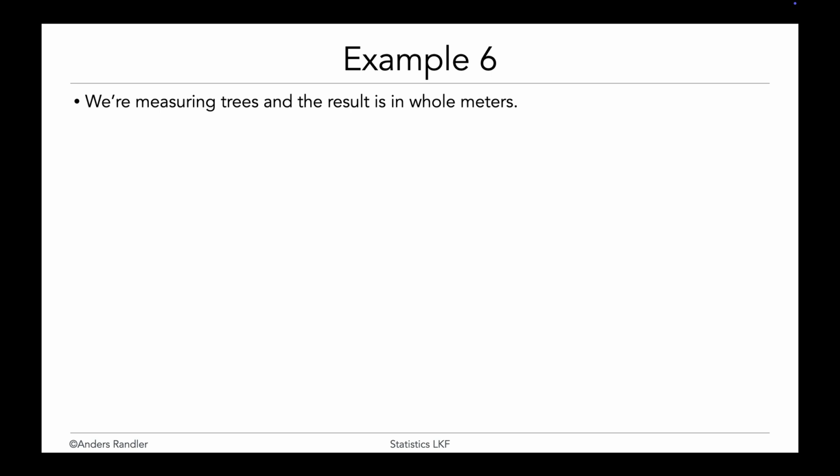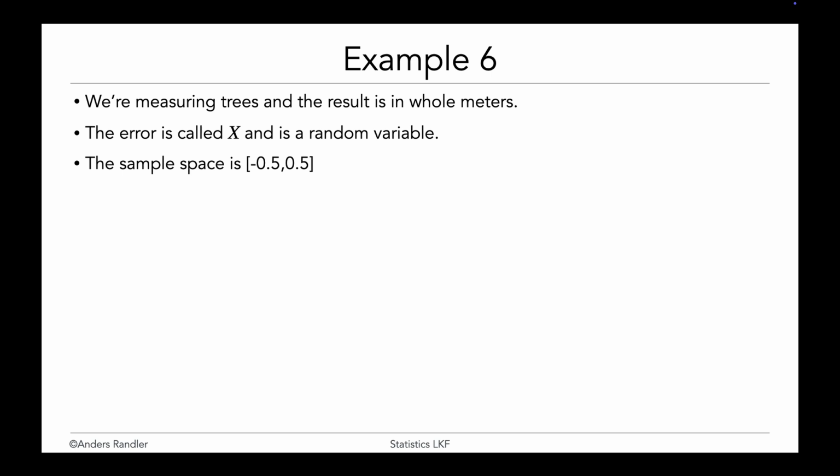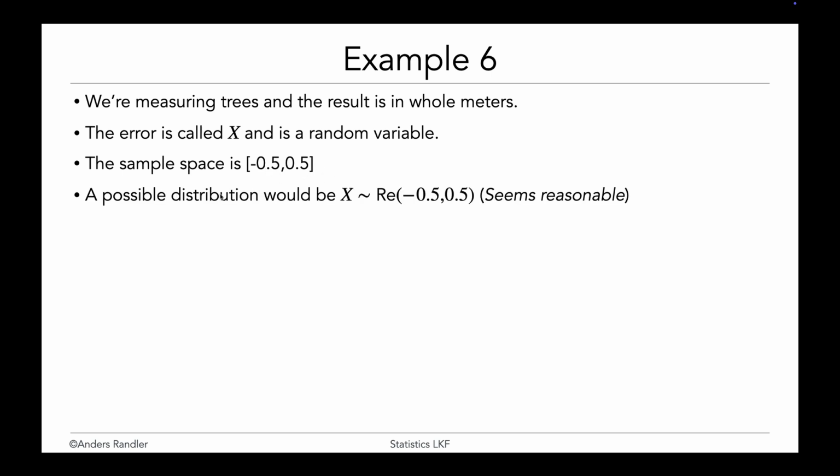We're measuring trees and the result will be in whole meters. The error called x, and that's a random variable, and let's just go for this. So we're measuring in whole meters and we're accepting quite a big error, half a meter. So a possible distribution then would be this. So x is rectangular distributed with values ranging from minus 0.5 to 0.5, remembering that these are the errors.